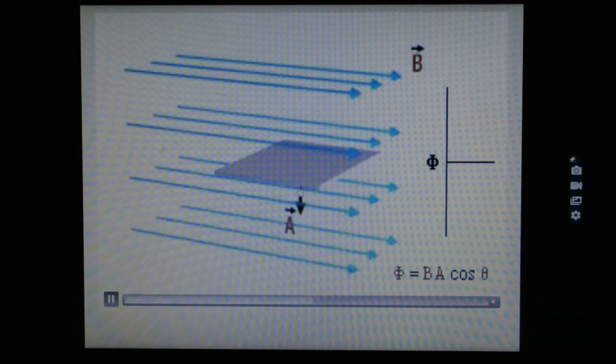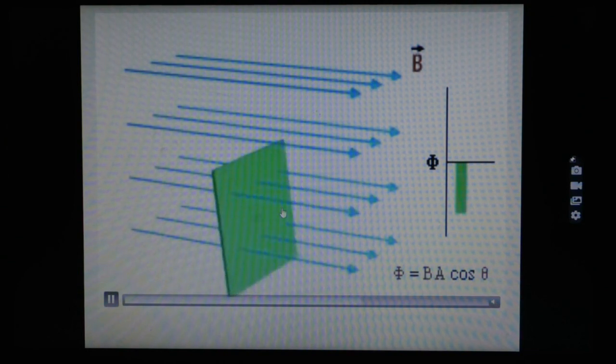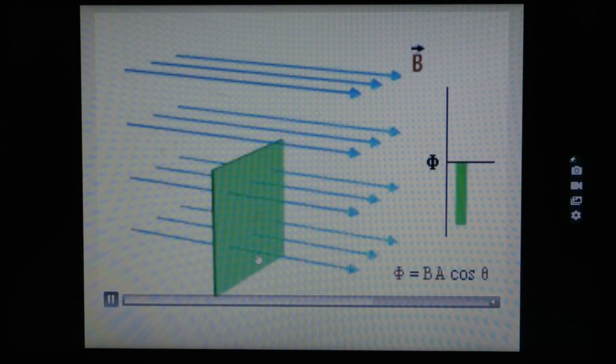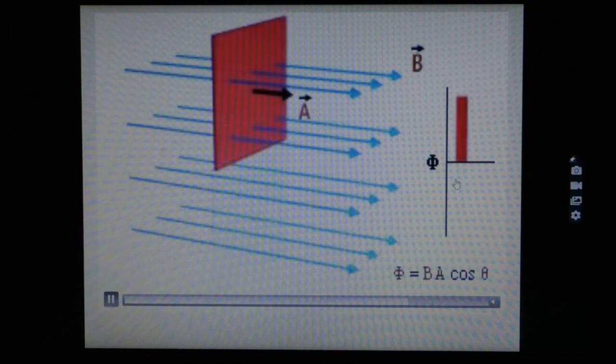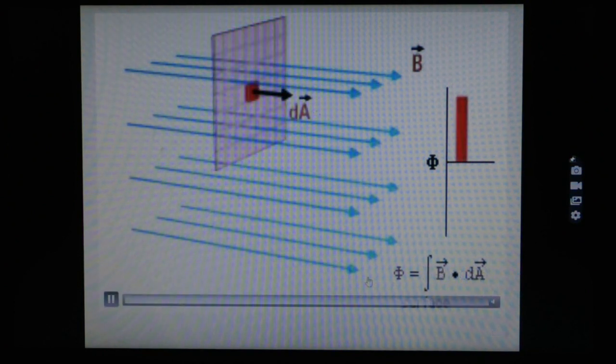Similarly, when we rotate it through some angle theta, what happens? This affects the number of lines passing through it. Similarly, when the surface area is rotated through 180 degrees, then what happens? The flux becomes negative. Why? Because theta is equal to 180 degrees.